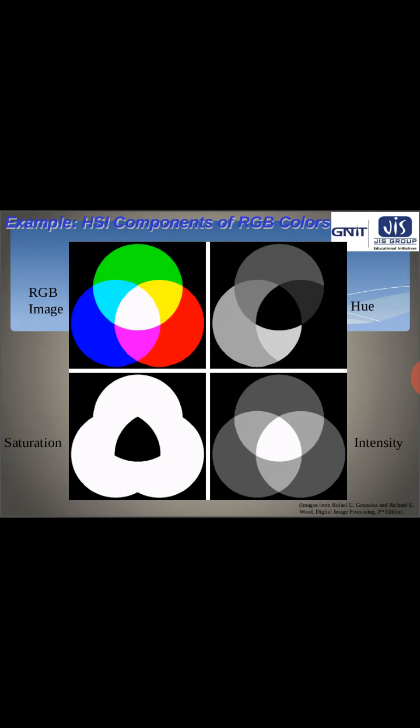So this is the example of HSI components of RGB colors which has been shown here. The first one is the RGB image, and the next three are the hue, saturation and intensity. We can see the corresponding equivalent hue, saturation and intensity images for the equivalent RGB image.